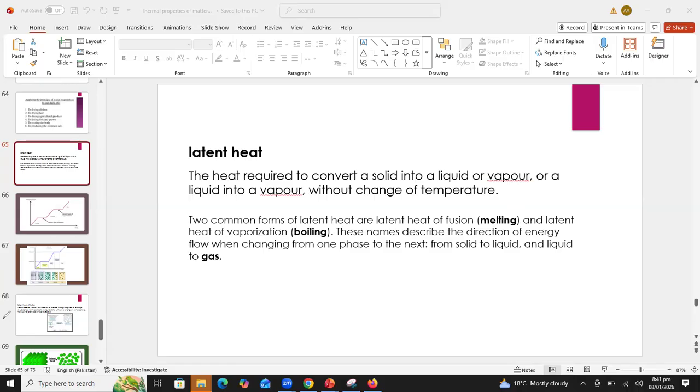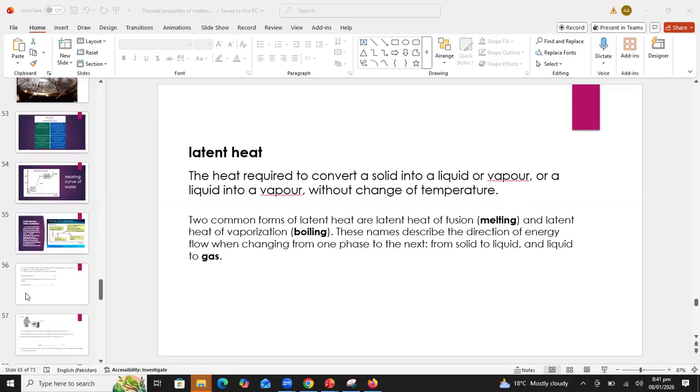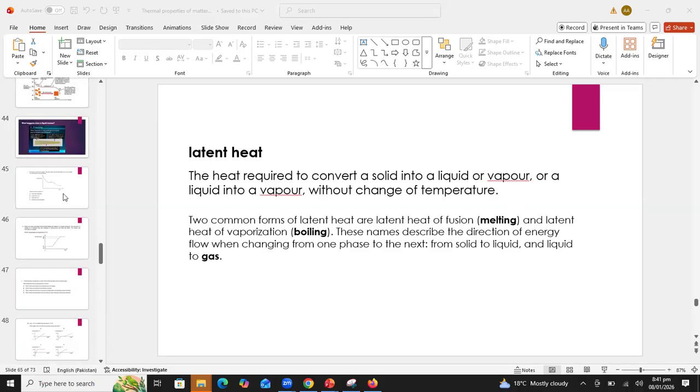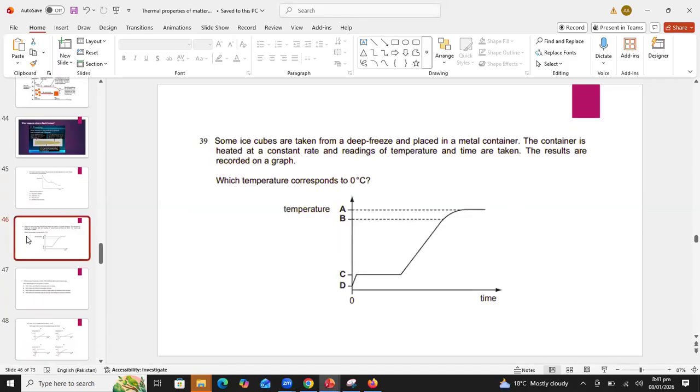Now we will solve some past paper questions related to this topic. Now you can see question number 39. Some ice cubes are taken from a deep freeze and placed in a metal container. The container is heated at a constant rate and readings of temperature and time are taken. This is the same experiment which I discussed with you. This is the complete heating curve of water. The results are recorded on a graph.